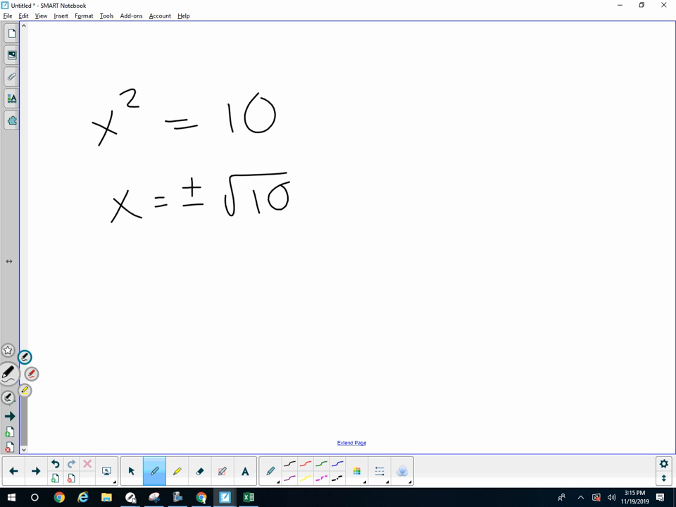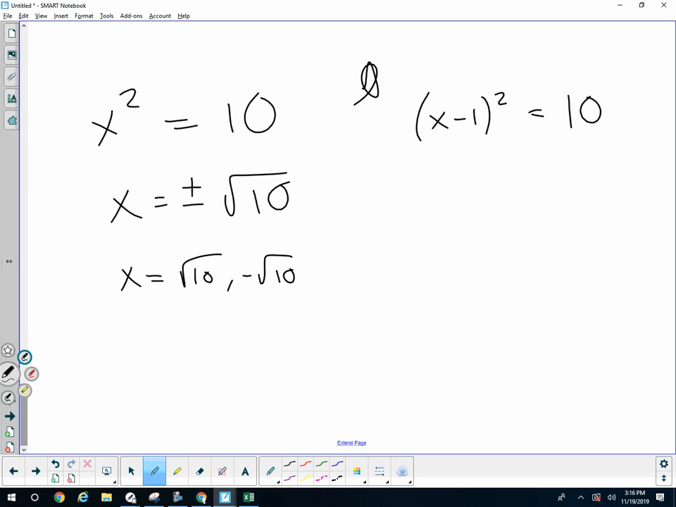Now, what I'd like you to do, though, is leave this as your answer. Say, Mr. Meshner, you could have either plugged in positive root 10 or negative root 10, but those are your answers. And do not give me a decimal. So, what happens if I have a situation like this? How are we going to write our answers?